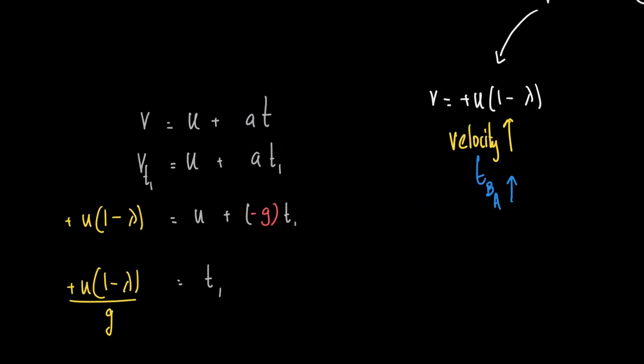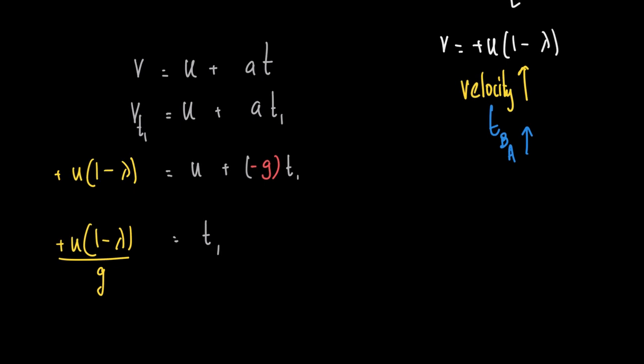Now, if velocity upward is v is equal to plus u into root of 1 minus lambda, what is v is equal to? U plus at. What is v at t1 is equal to? U plus a into t1. What is a? Minus g. What is v at t1? Is u into root of 1 minus lambda.